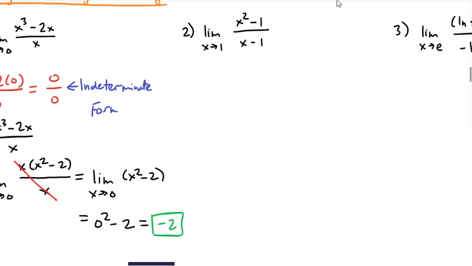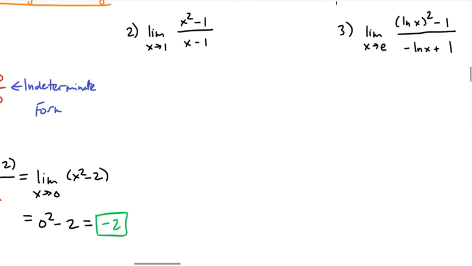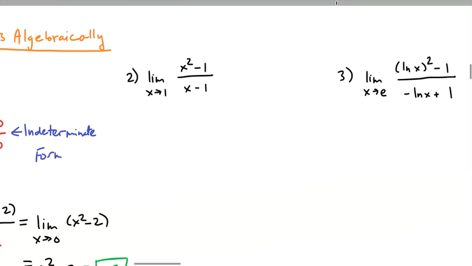Our next problem is the limit as x goes to 1 of (x squared minus 1) all over (x minus 1). To do this, we're first going to follow the same process. We're going to plug in 1 and see what we come up with. So we have 1 squared minus 1 all over 1 minus 1, which reduces to 0 over 0, again that indeterminate form that we don't like.